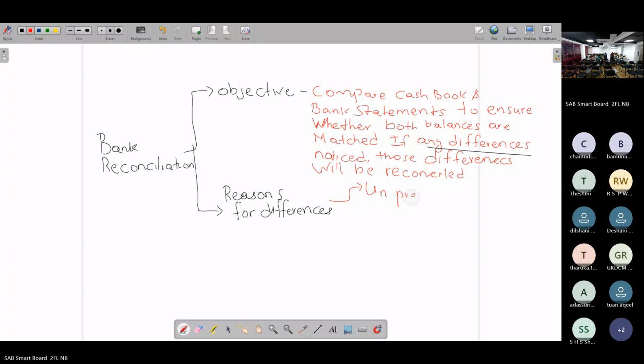Unpresented checks. So here I'm writing in short form; in the note I have given the long version. Okay, unpresented checks. Second, unrealized checks.